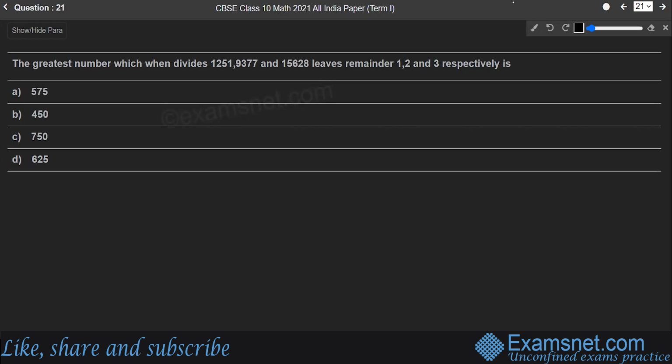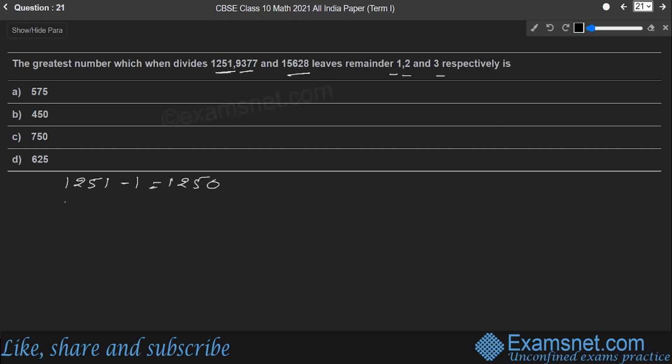Now, the question asks for the greatest number which when divides 1251, 9377, and 15628 leaves remainder 1, 2, and 3 respectively in the cases. So the remainders are 1, 2, and 3. Let us subtract these remainders respectively from the given numbers. From 1251, the remainder was 1, so the number becomes 1250.